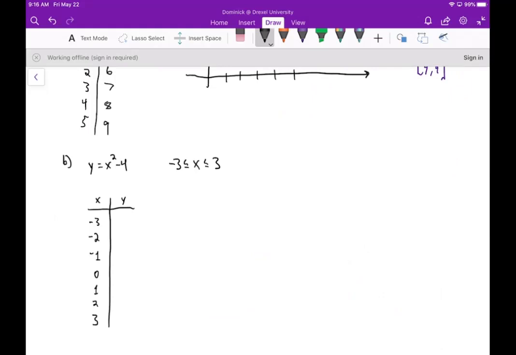Okay. Now, if we plug in a -3, we get -3 squared, which is +9, and then -4, we'll get a 5. All right. Then if we plug in a -2, we'll get a 4 minus 4, which is 0. -1 squared is 1 minus 4 is -3. And when I plug in 0, I get a -4. And then we just start to go back up again. So this is -3, this is 0, and this is 5.